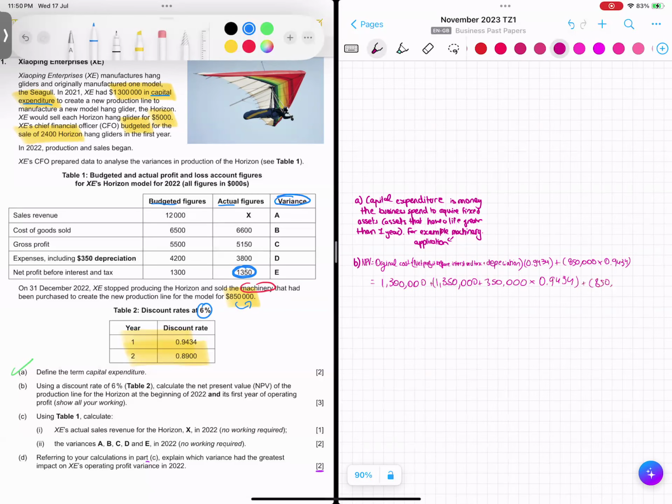So what we end up doing is we're just going to plug these in my calculator, so just give me a second. So we end up getting as our final answer 1,105,670. So this is our answer.